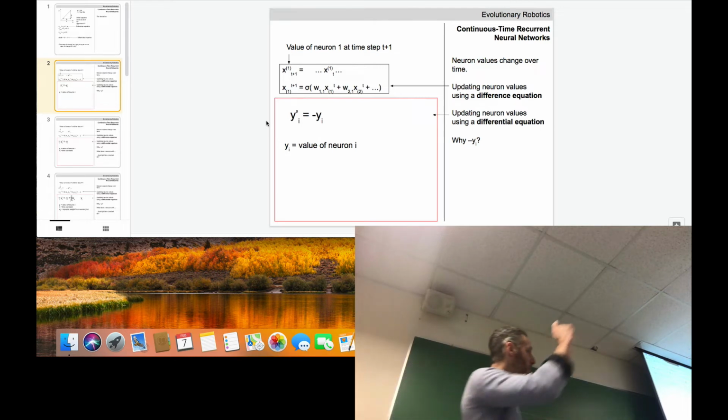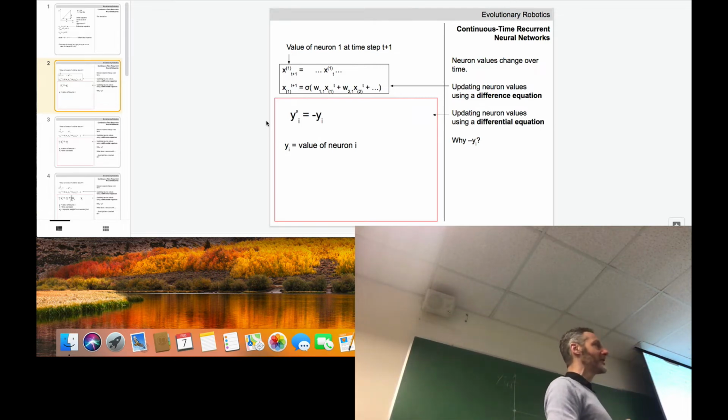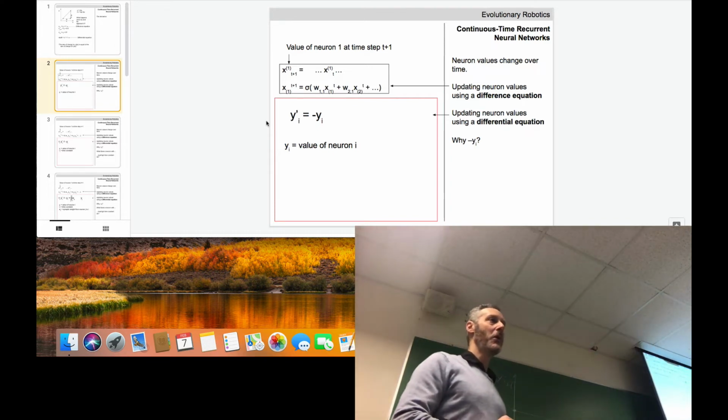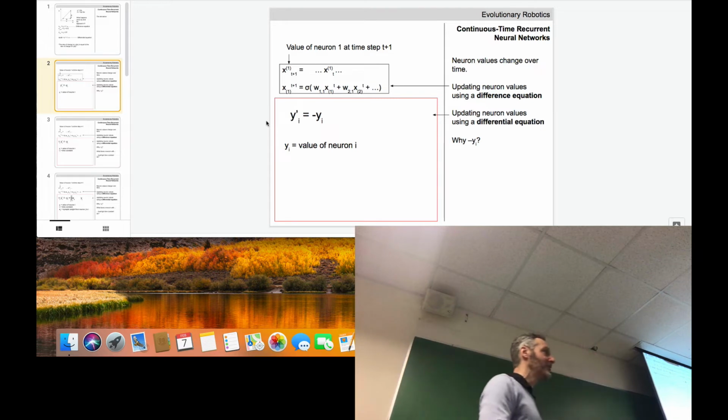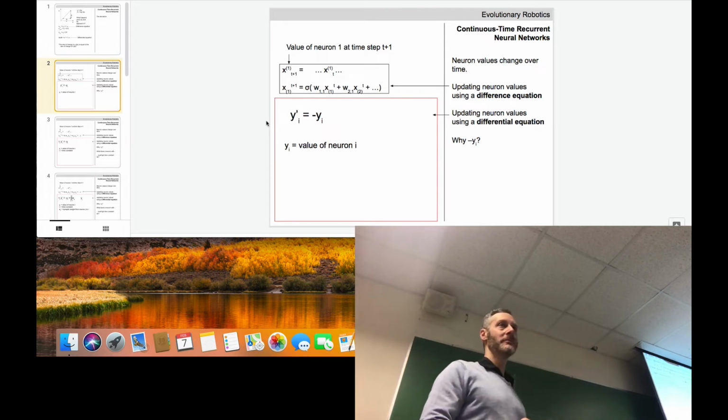We're going to introduce a series of increasingly complex differential equations that describe how y sub i changes over time. We're going to start with just one term, minus y sub i. So the rate of change of y sub i, which is y sub i prime, is equal to the negative of its current value. Seems kind of odd. Why would we start with that? What does that cause the neuron to do?